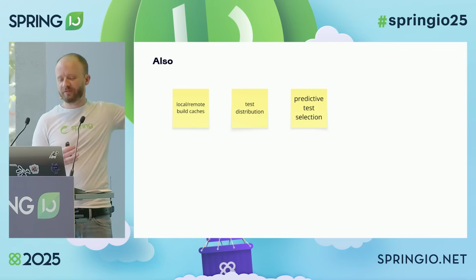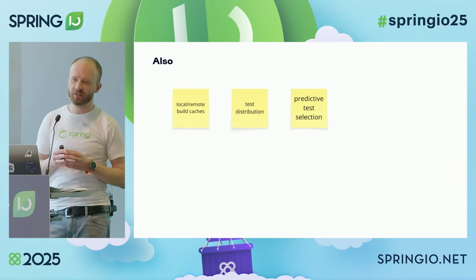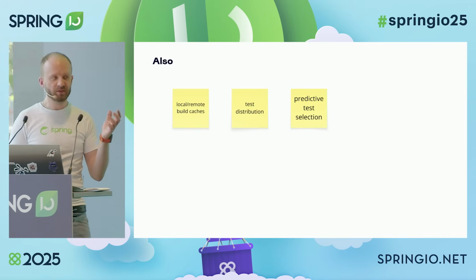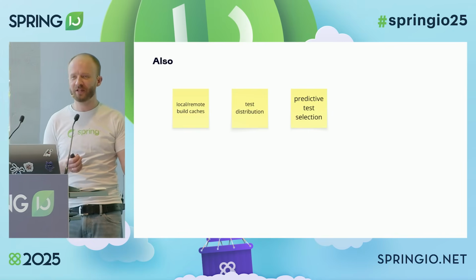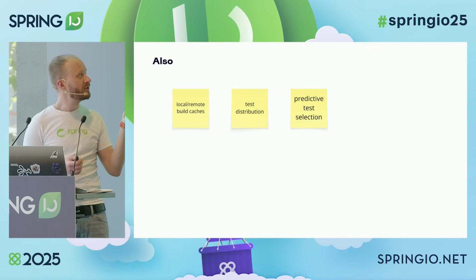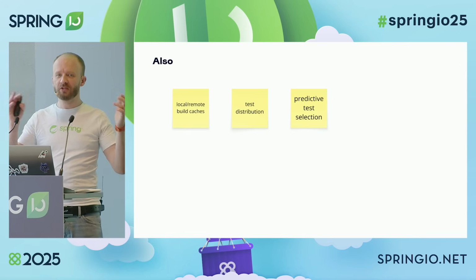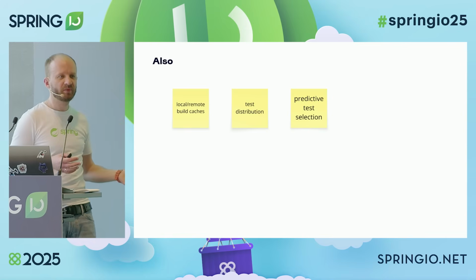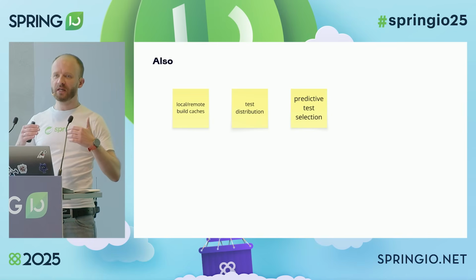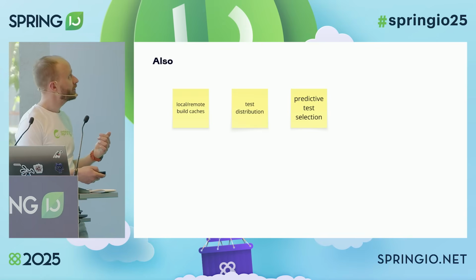Also, there are very huge topics that are out of this discussion, but I have to mention them if we're talking about optimizing integration tests in general. The most crucial factors to optimize your integration tests are local and remote build caches, test distribution, and predictive test selection. But you need to combine different practices, because everything that we were talking about before was optimizing the worst case when you need to run all test suites.